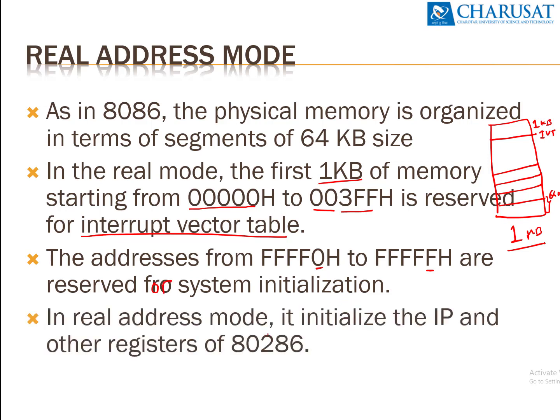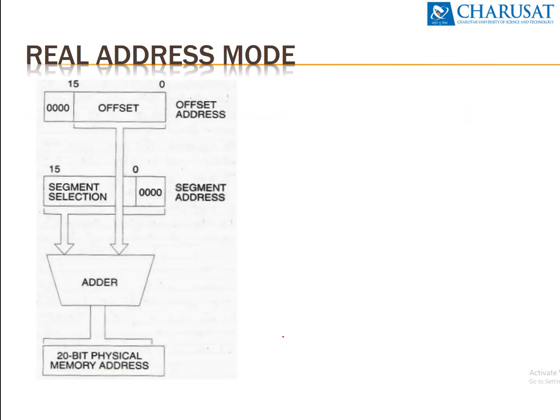In real address mode, it initializes the instruction pointer and other registers of 80286 to start the execution of any process. This is where it calculates the 20-bit physical address. We already discussed that 80286 has 20 address lines, but all the registers of 80286 are 16 bits in length. So how do we make a 20-bit physical address out of 16-bit registers? That scenario is given over here.